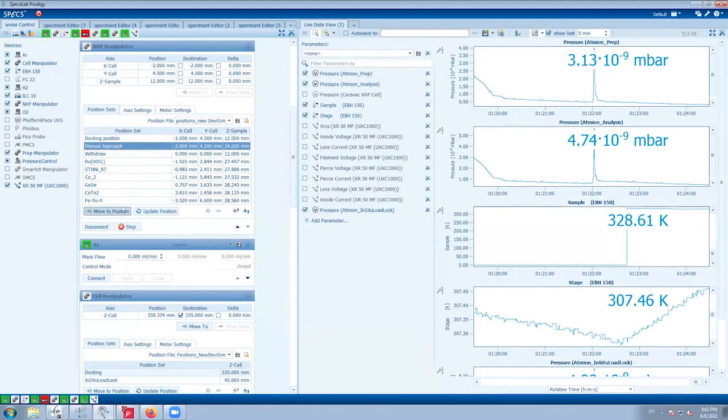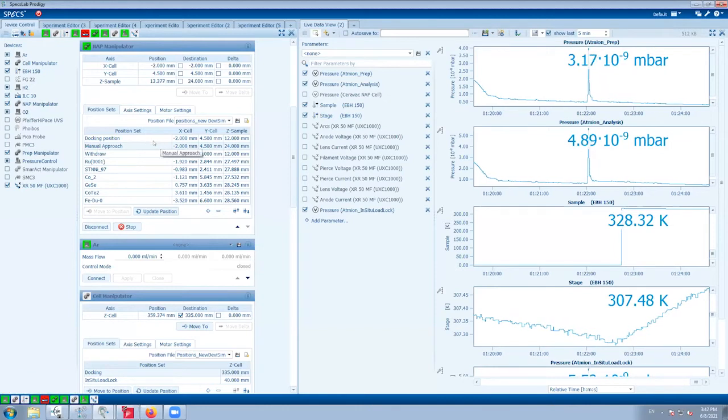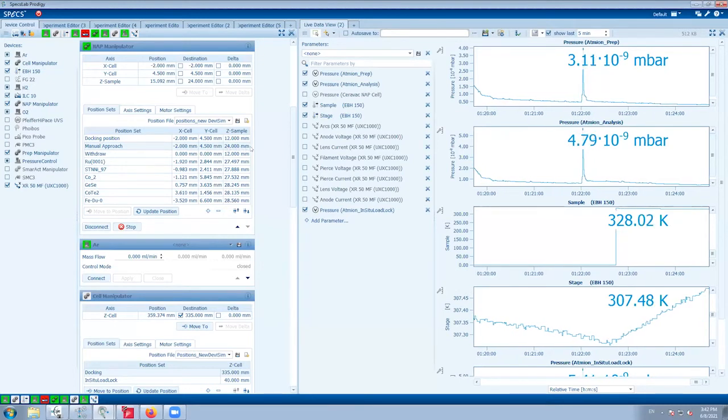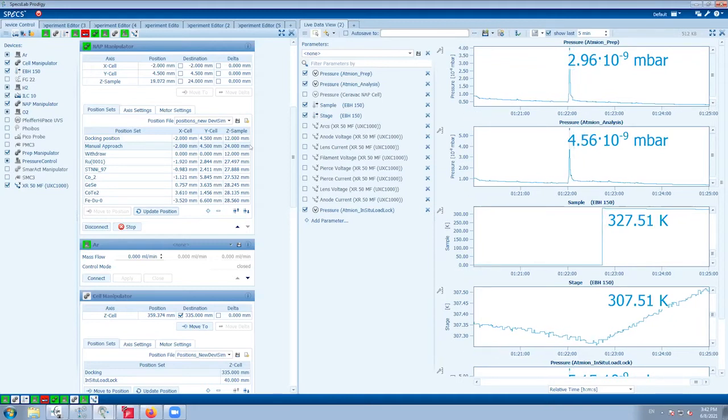For this, I can first do a quick approach using the software. So I go to the position which is called manual approach. It should stop at some 24 millimeters to 2 centimeters from the nozzle. And then the last 2 centimeters usually should be approached manually. The software has some protection, so it will not let you approach closer using software, just in order to be safe. This is for safety reasons.